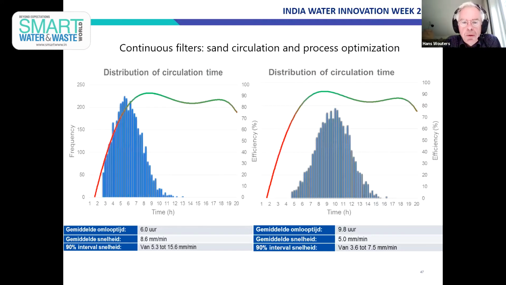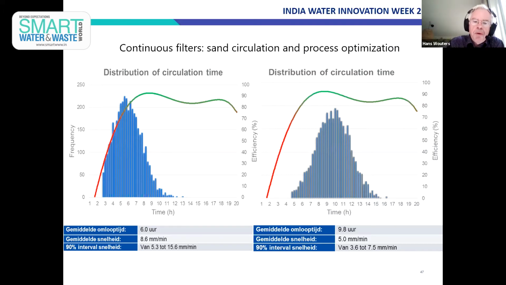This is what I would like to pinpoint further: when we are monitoring the system's behavior, we can also optimize the behavior. And by doing so, we can start to improve the performance, both for biological applications and for solids removal applications.